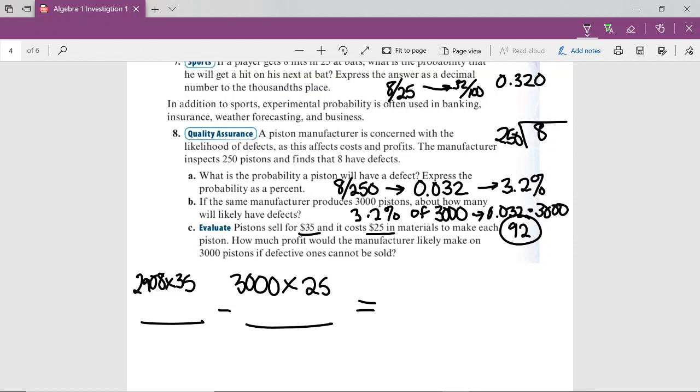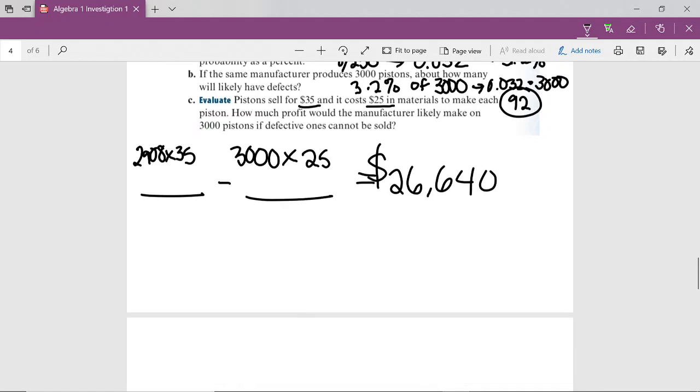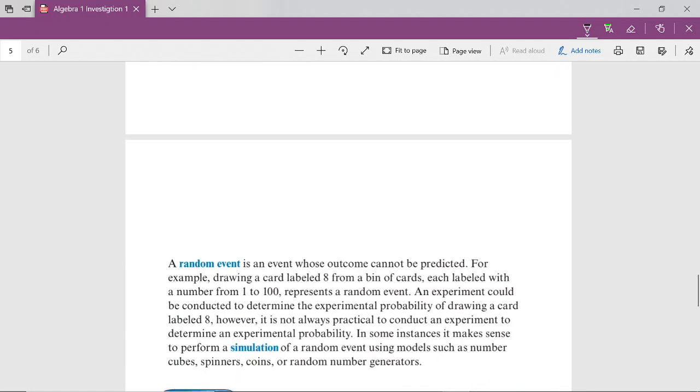All right, so take some time and figure out, if I actually sell them for $35, the ones that I can sell, minus how much it costs to make them, 3,000 times $25, work it out, make sure you get $26,640. Okay, so it is less than if we just said $10 profit for those 3,000 pistons. That's not going to work. And we can't even do $10 for those 2,908 pistons because I still have to manufacture all 3,000 of them. Hopefully you're seeing that connection there.